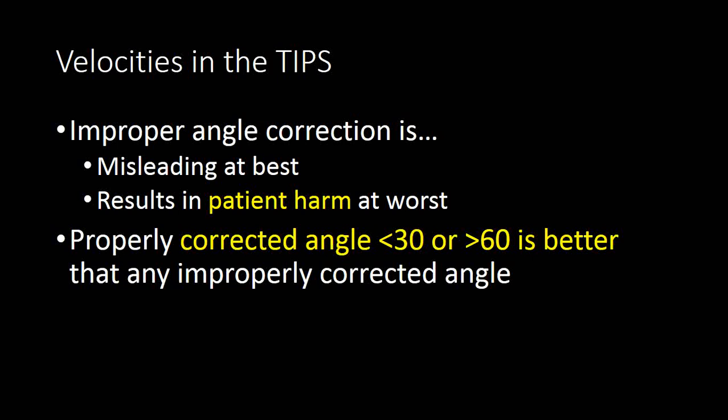So, improper angle correction can be misleading, and it often is misleading. A lot of our numbers have inaccurate angle correction behind them and are reported just as they are recorded on the ultrasound image. And that is currently affecting some of the research that's being done in the interventional radiology department, and hopefully we can improve our angle correction to make our TIPS dysfunction evaluations more clinically useful.